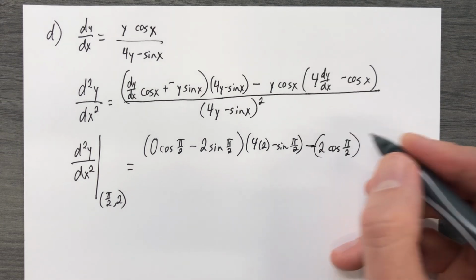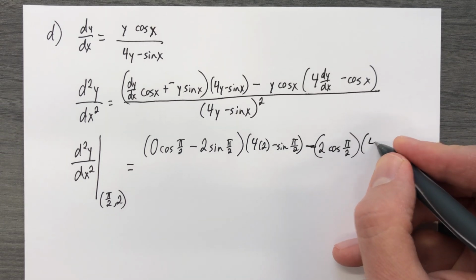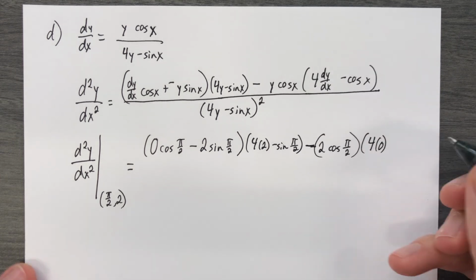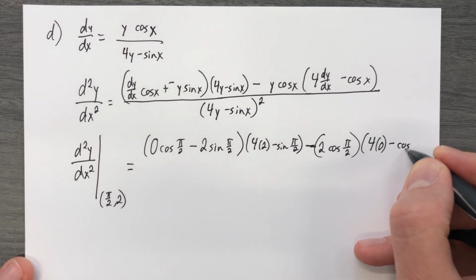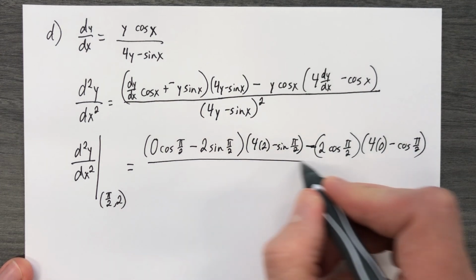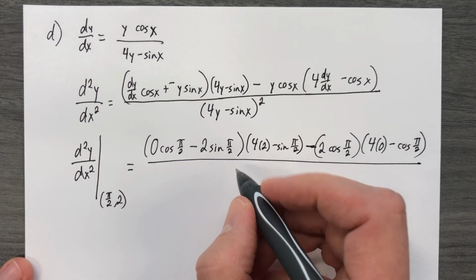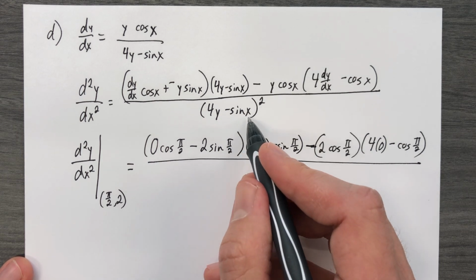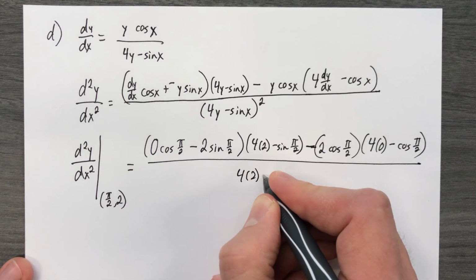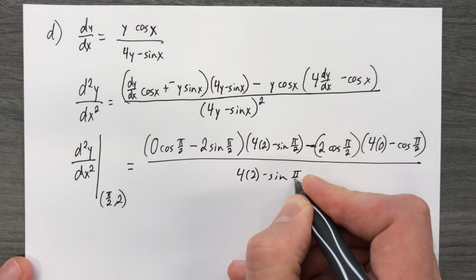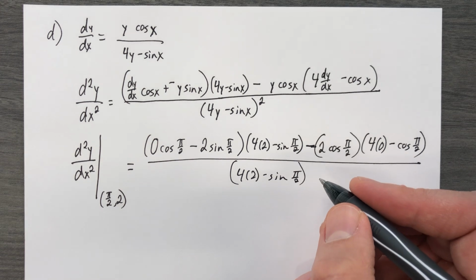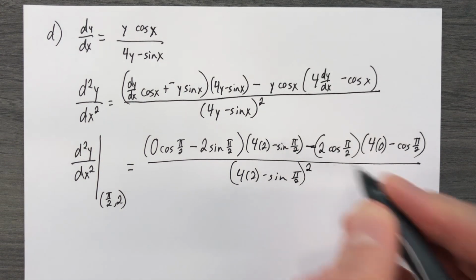Debating on where to put my parentheses. And then 4 times the derivative at that point, which is 0, that's been established, minus cosine of pi over 2, which is also 0. Lucky us. All divided by 4y minus sine x, which would be this part, which is really this. So 4 times 2 minus sine of pi over 2. A lot of room for error here. I really don't care what it is. I just care about the sign of it, but I'm still going to have to keep working on it a little bit.